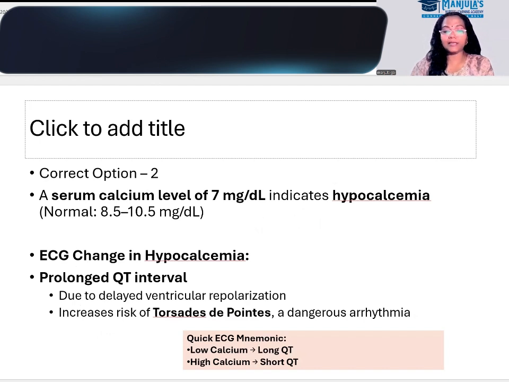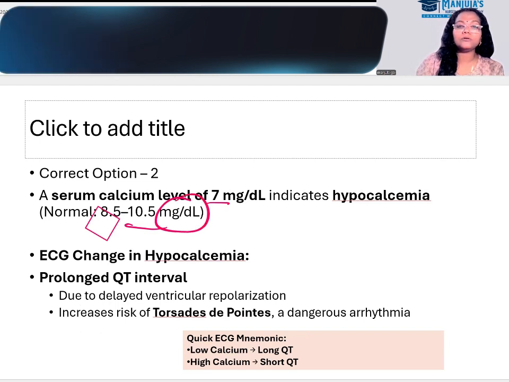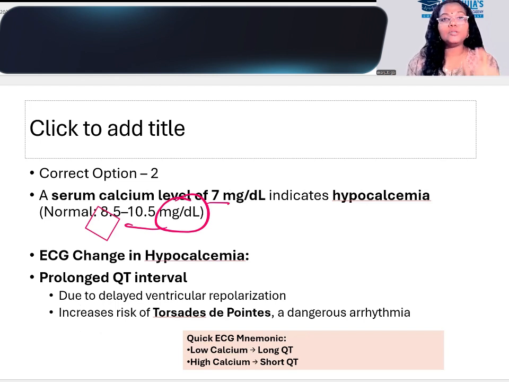So the answer here is option 2, hypocalcemia. Now a serum level of 7 says that it is hypocalcemia because the normal levels are usually 8.5 to 10.5 milligram per deciliter. This value also is important. Now what is the ECG change in hypocalcemia? You can see that the QT interval is prolonged because there is a delay in the ventricular repolarization. So this also increases the risk of torsades de pointes, which is a dangerous arrhythmia.